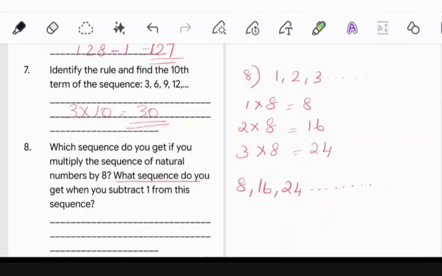Next, what sequence do you get when you subtract 1 from this sequence? By subtracting 1 from this sequence, 8 minus 1 is 7. 16 minus 1, 15. 24 minus 1, 23. It is a very easy question. So we get these sequences. Clear?